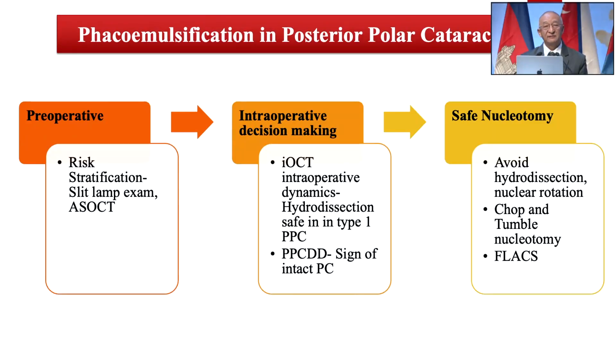I think to summarize the entire posterior polar cataract, we need to do a very, very comprehensive pre-op assessment. Slit-lamp examination, dilated pupil is very essential. Anterior segment OCT is essential now for all cases of cataract, not only posterior polar cataract, white cataracts also. But if you have access to the AIOS20 microscope, that gives you intra-op dynamics where you can really see what type of delineation you have done, and if there's a posterior capsular dehiscence happening, go for a safe nucleotomy in these cases. And if you can see this PPCD defect sign, that indicates your PC is intact in these cases also. But if you have a femtosecond laser device with you, you should use that.